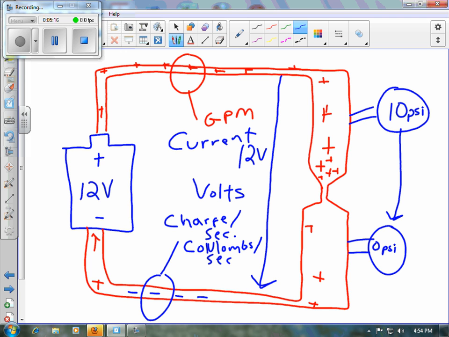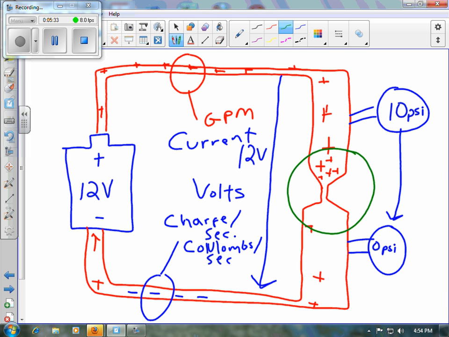Now, we can also measure this thing over here. This restriction in the tube electrically has a name. Anybody want to take a crack at it? What would that be called?